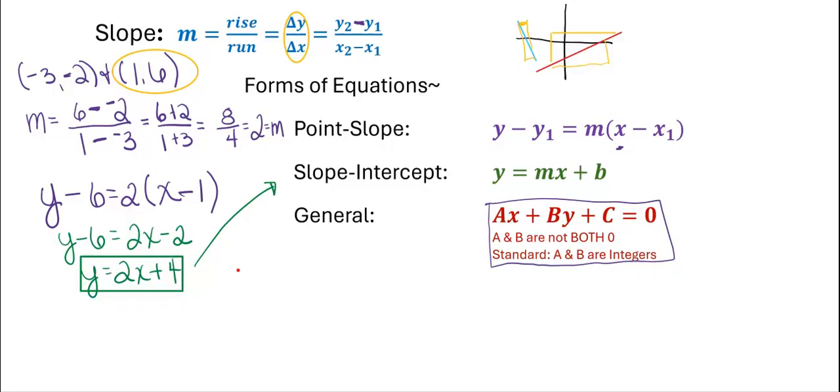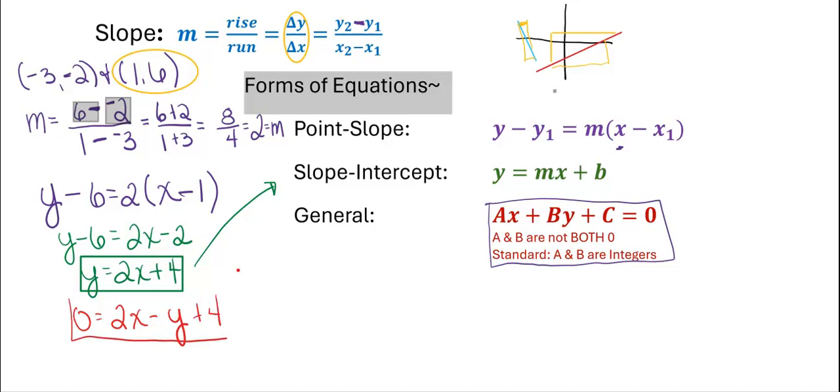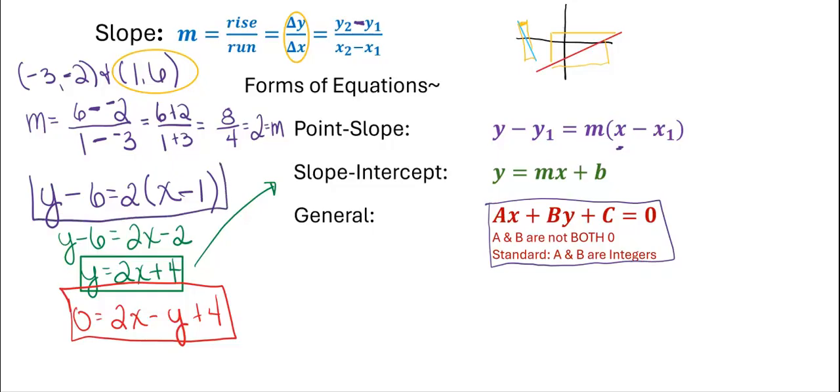So if I subtract y from both sides, then I get 0 equals 2x minus 1y, which I don't need to show the y, plus 4. And it doesn't matter if the 0 is on the left or the right. This is the general form of the equation of a line. And these are all three, the purple, the red, and the green, all three equations of the same line. They're just in different forms.